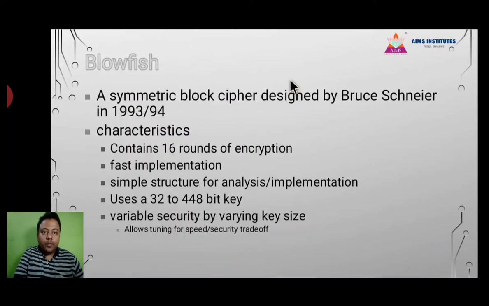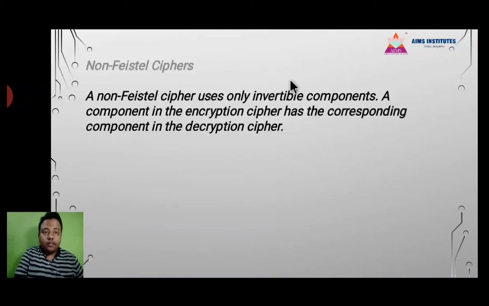One example of it is the Blowfish symmetric block cipher designed by Bruce Schneier in 1993, with the characteristics of 16 rounds of encryption, fast implementation, simple structure for analysis and implementation, and it uses a 32 to 448 bit key. It offers variable security by varying key size, allowing tuning for the trade-off between speed and security of the data that we have.